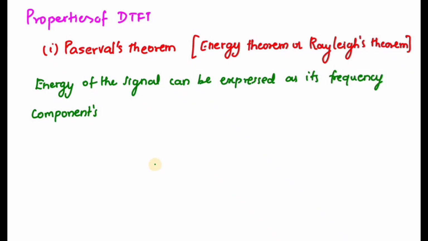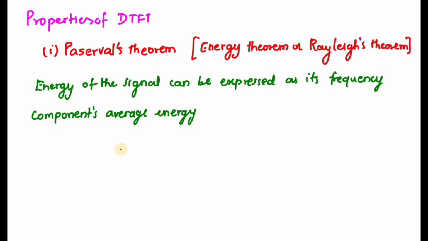In this video, we are going to discuss the properties of the discrete time Fourier transform. The first property is Parseval's theorem. It is also called the energy theorem or Rayleigh's theorem. What it means is that the energy of the signal can be expressed as the average energy of the frequency components. So let us discuss the theorem first.